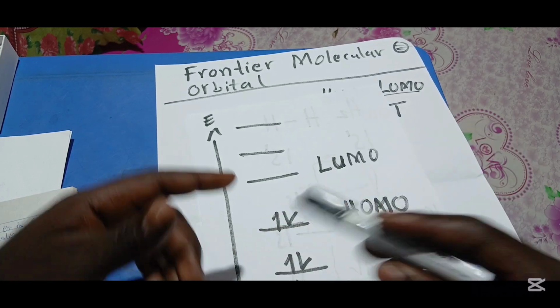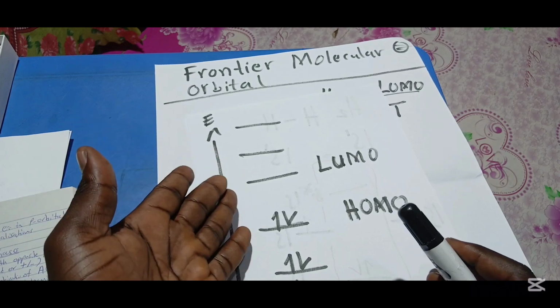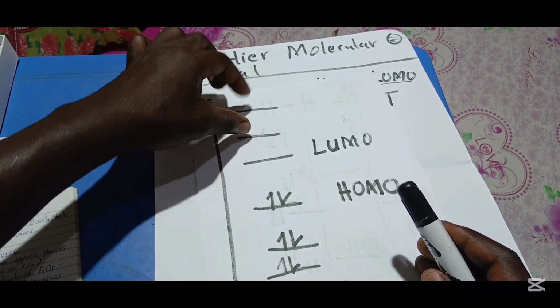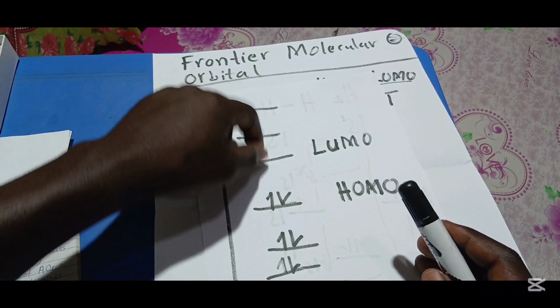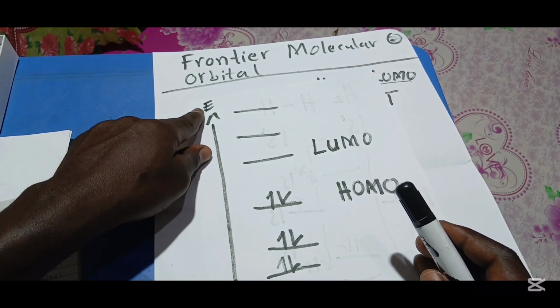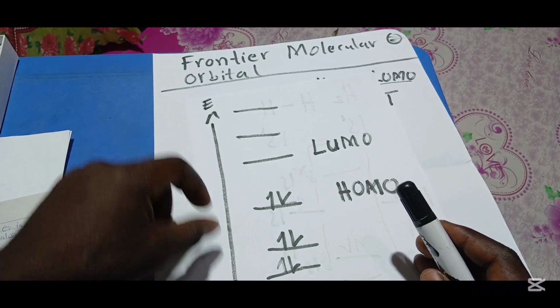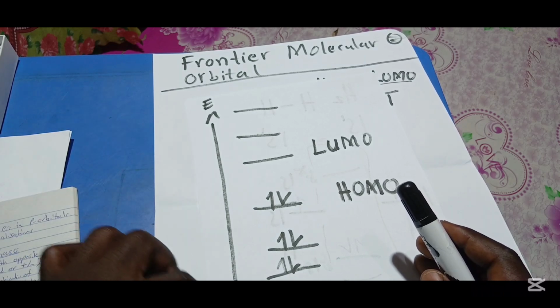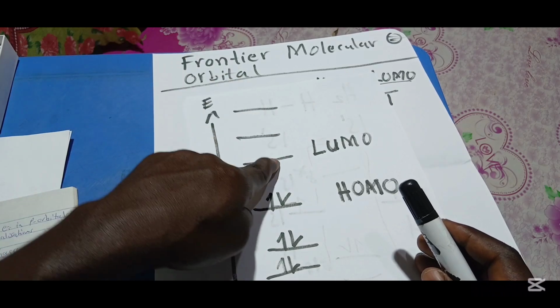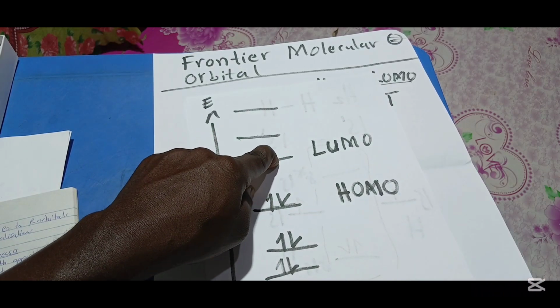Why are we calling this the lowest? We can see that from the molecular orbitals, these are the only orbitals that are not full. So which of these is very low in energy? It's definitely this, because as indicated by the energy diagram, as we go up, energy increases. So this is the lowest unoccupied molecular orbital.